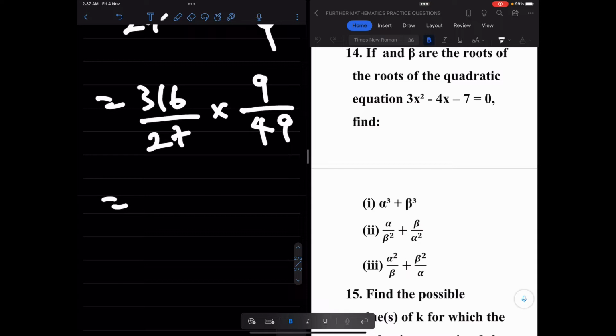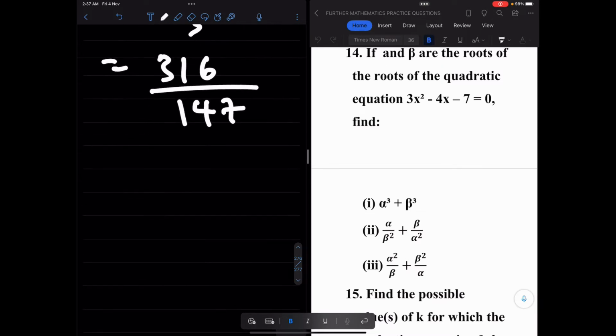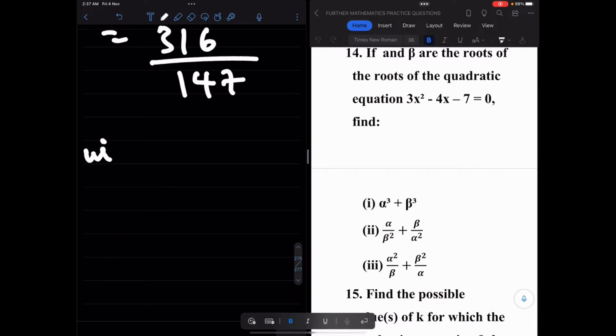What does that mean? 9 into 9 is 1, 9 into 27 is 3. Can 49 divide 316? Let's see, 316 divided by 49. Oh, it's not a factor of 316, so we just leave it as 316 over 49 times 3, which is 147. Now to the next, which is Roman figure 3.